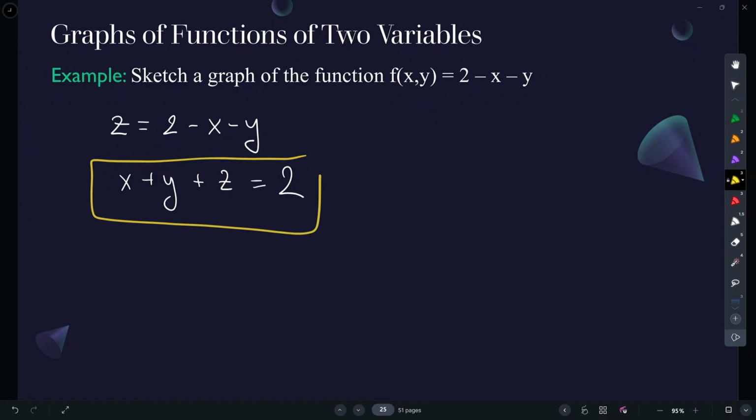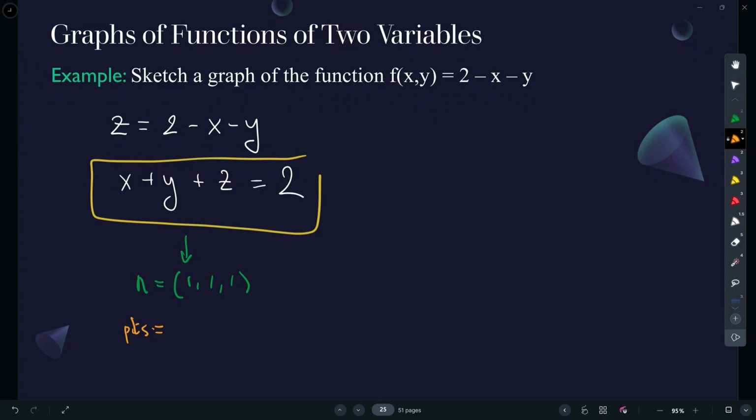And what can we know about this plane? Remember, we've seen that the equation of a plane, this is the linear equation of a plane, tells me what it is perpendicular to. So from the coefficients of x, y, and z, it tells me it is perpendicular to the vector 1, 1, 1. And it goes through some points.